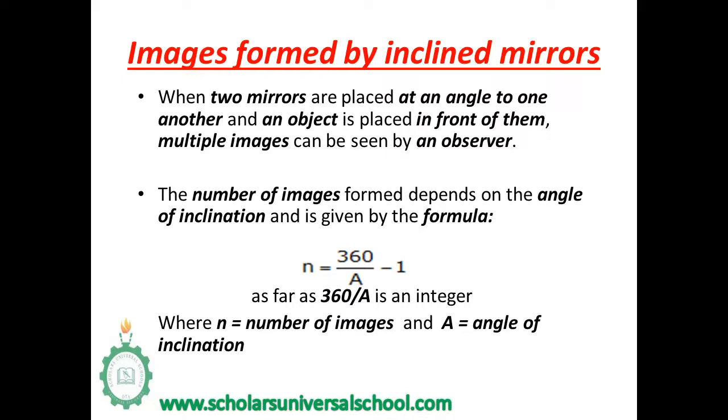But imagine you are inclining them at an angle of 70 degrees. If you have 360 divided by 70, it is not going to give you an integer, it's going to give you a fraction. A what? An improper fraction or a mixed fraction. Meaning 360 over a in that case is not an integer. So if you incline at an angle of 70 degrees, you cannot calculate the exact number of images you can get. Now note, n here denotes the number of images that you can see, and a denotes the angle of inclination.